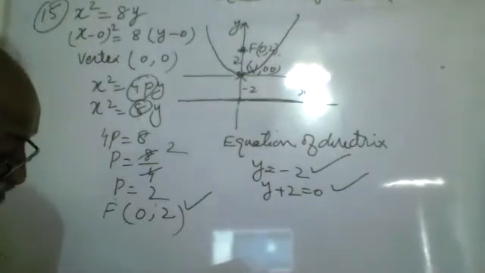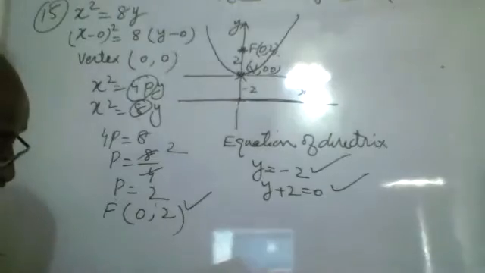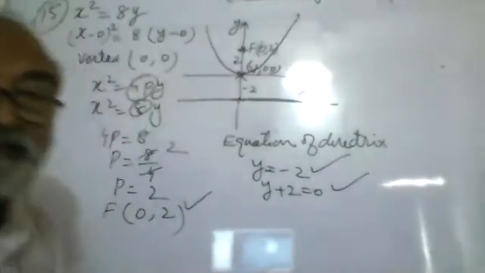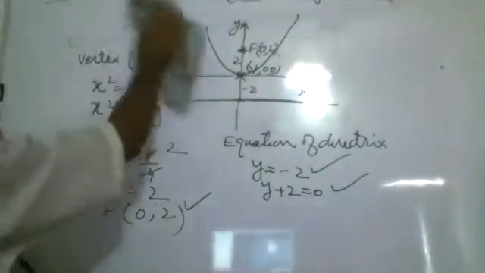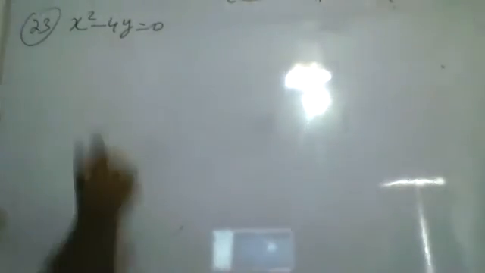Question number 23. X square minus 4y equal to 0. We will convert it into the standard form. It will become x square equal to 4y.